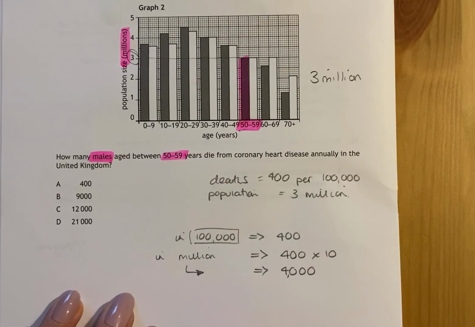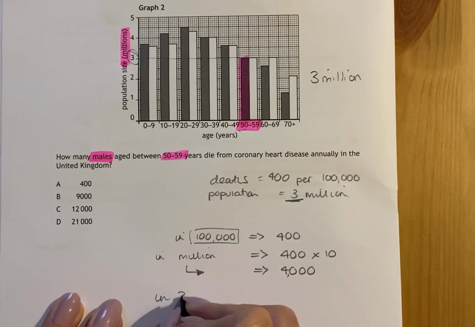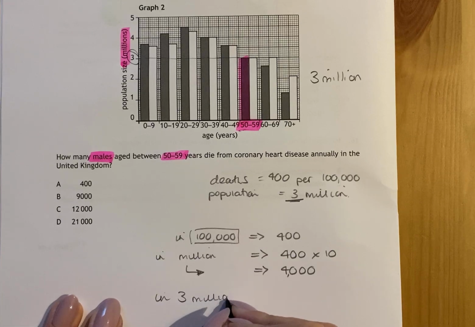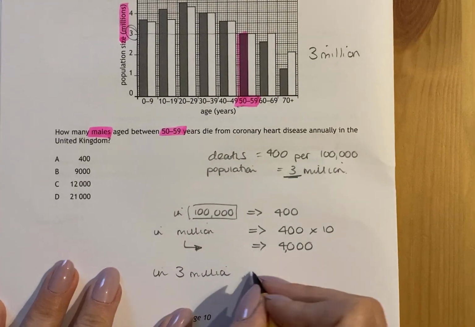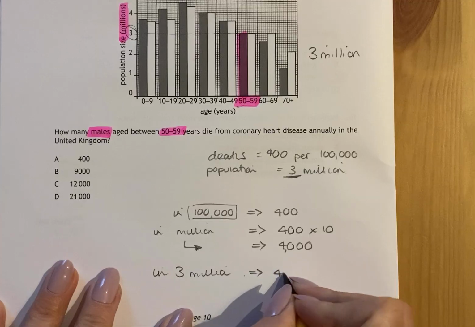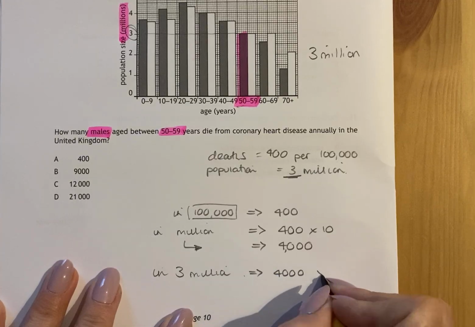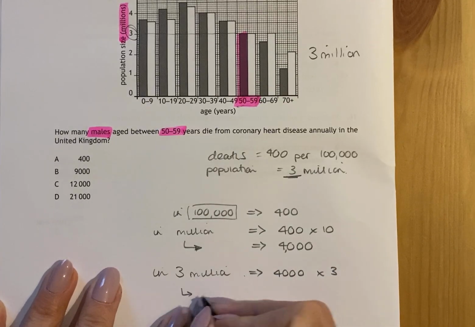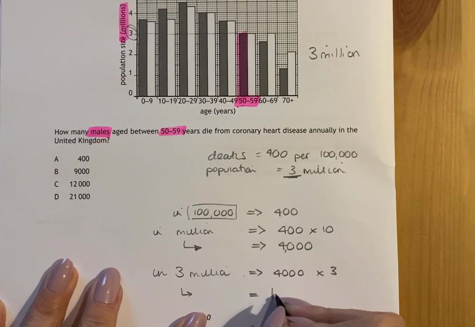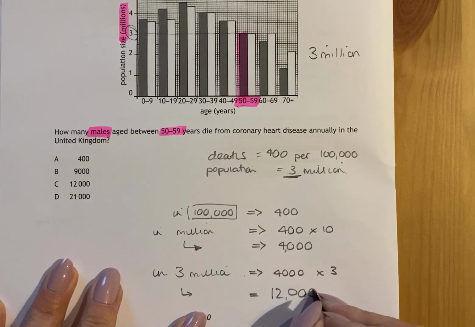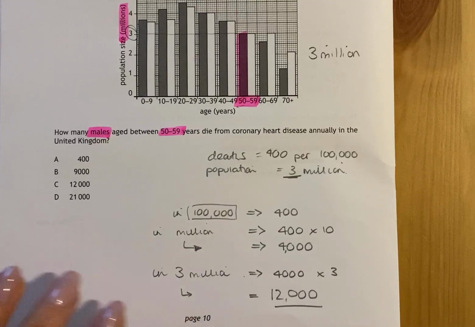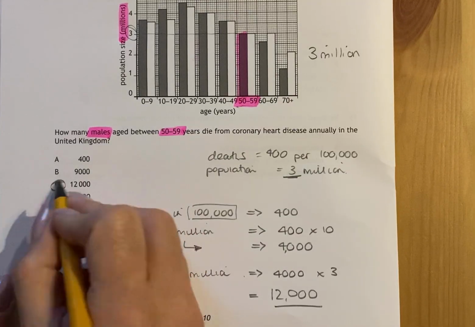Now that population is not 1 million, it is 3 million. So you would now need to figure out how you would get to 3 million. Hopefully you'll understand how to do this now. So in 3 million, you would take your 4,000 and times that by 3 to get how many it is in 3 million. That would give you an answer of 12,000. So therefore your option would be C again.